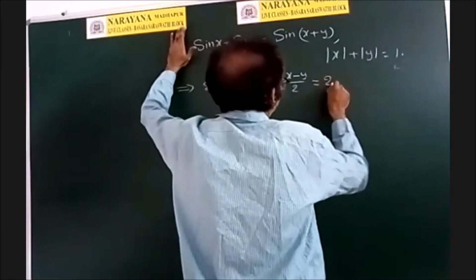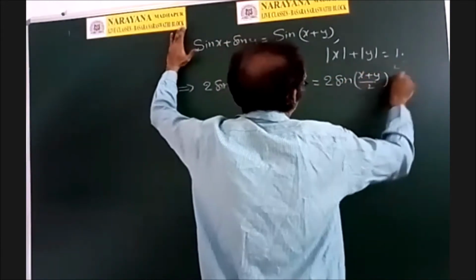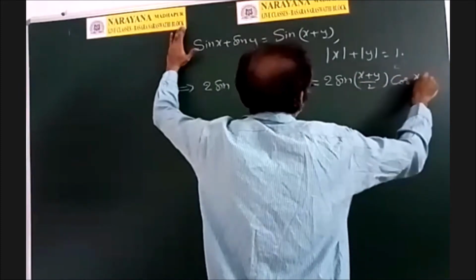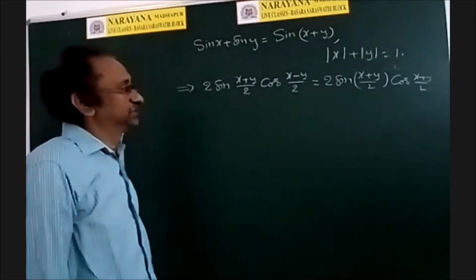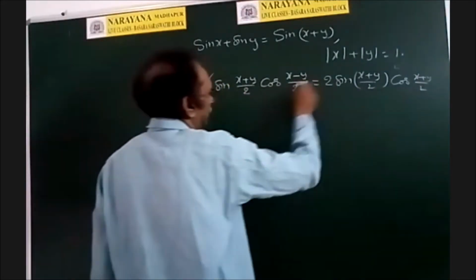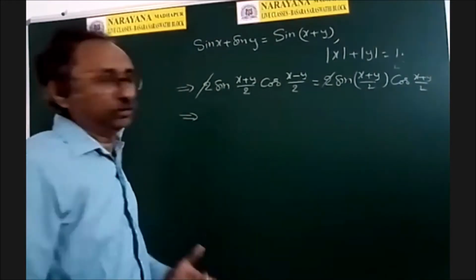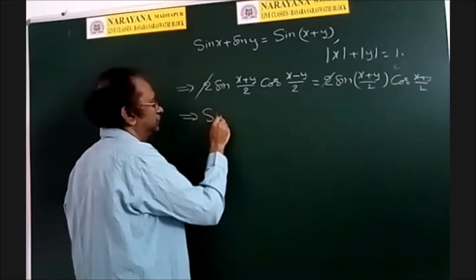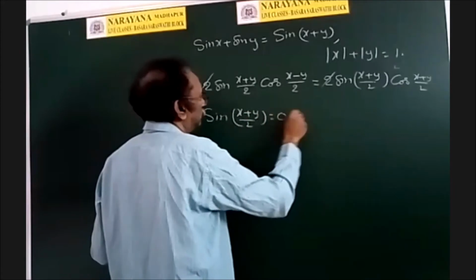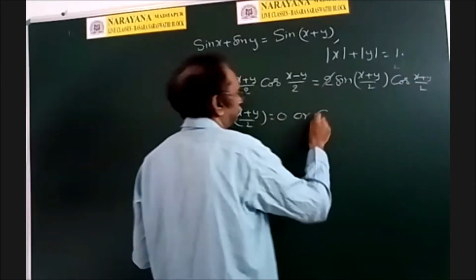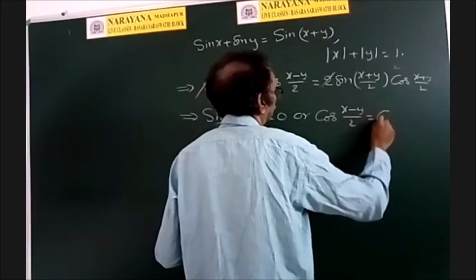That is 2 sin((x plus y)/2) cos((x plus y)/2), since sin 2 theta is 2 sin theta cos theta. Now 2 can be cancelled, but sin((x plus y)/2) cannot be cancelled, because it may be 0. Therefore, first of all, write sin((x plus y)/2) equal to 0, or if it is not 0, we will get this equation.